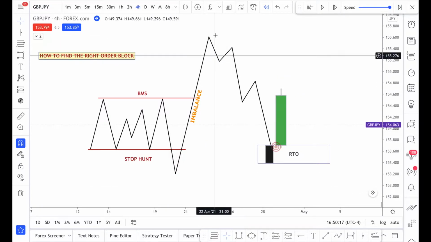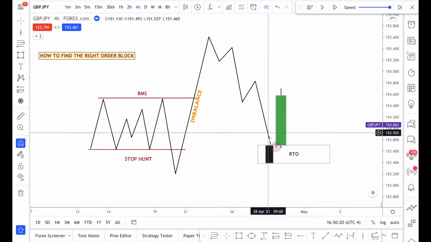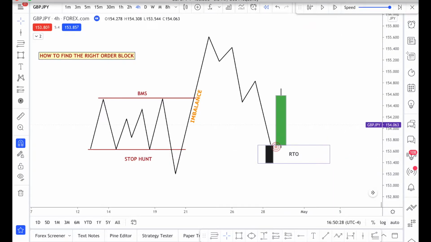So you see price consolidates and it comes down and it balances out and it comes back to origin where that last down candle was. And we see that explosive move back to the top.